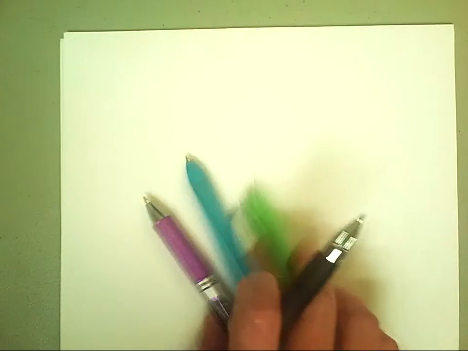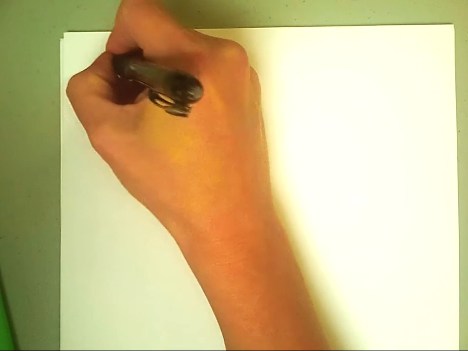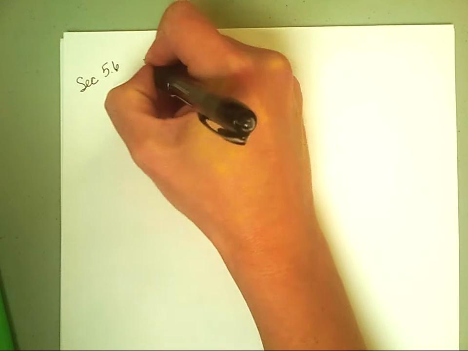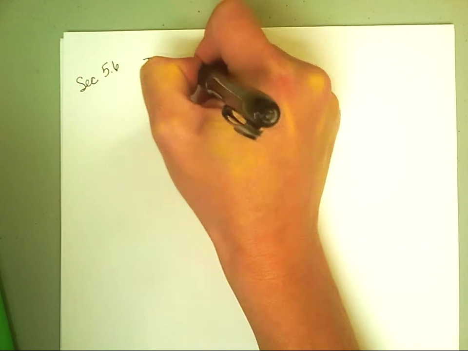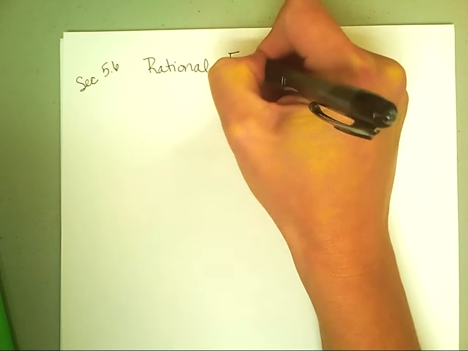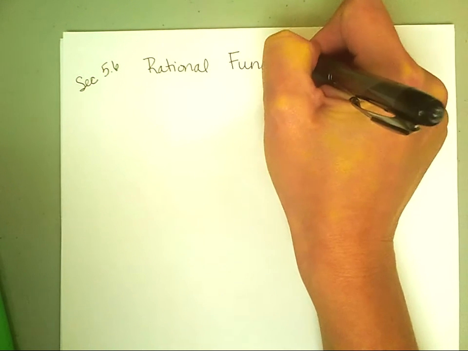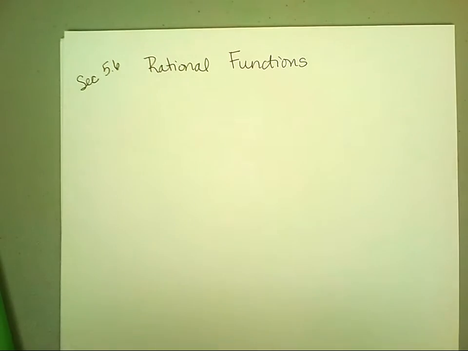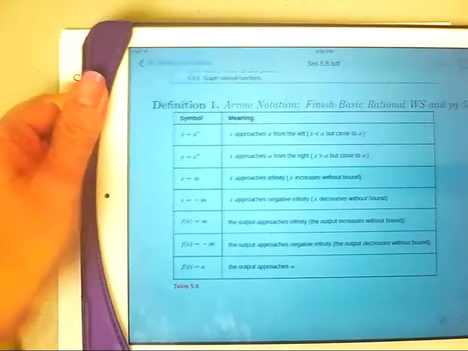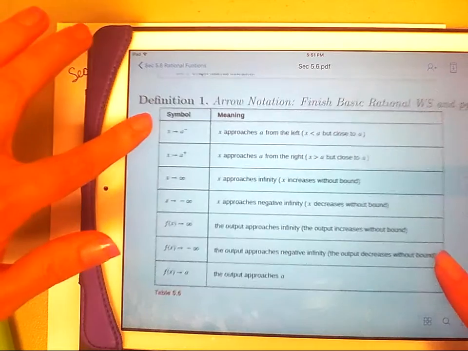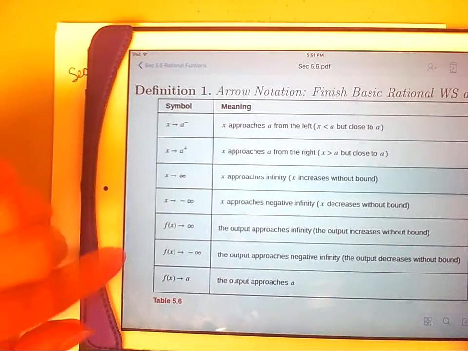Okay, so let's continue with the lecture. This is section 5.6, and we'll talk about rational functions. Now, there's some notation I want to show you. Okay, we talked about the arrow notation. So this is table 5.6 from your book.